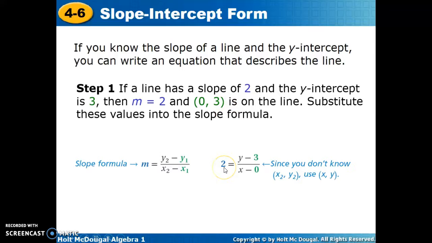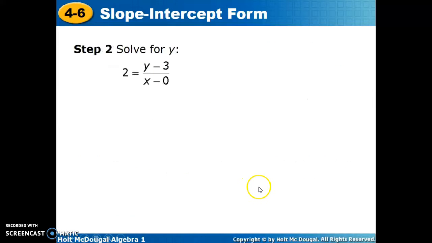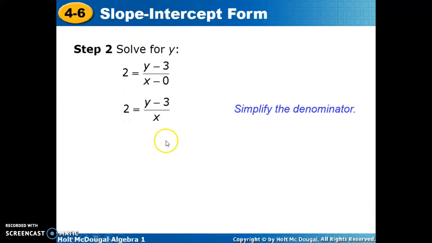We know that the slope is 2. Here's our equation for slope, and we're going to subtract the y value. It's y minus y over x minus x, and we get the following. Solving for y, simplifying the denominator, x minus 0 is simply x.